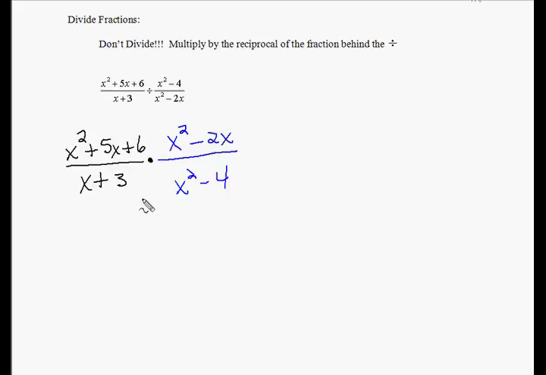So now we're going to try and actually multiply this. We could multiply this all the way out, but don't forget when you're done with fractions, you always have to reduce your answer. So we're going to factor first to try and reduce.